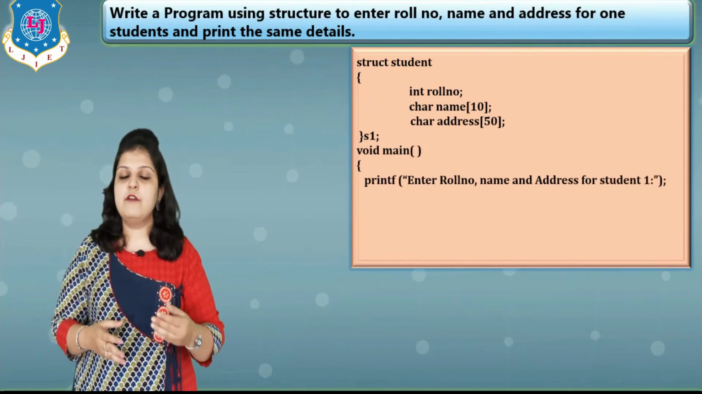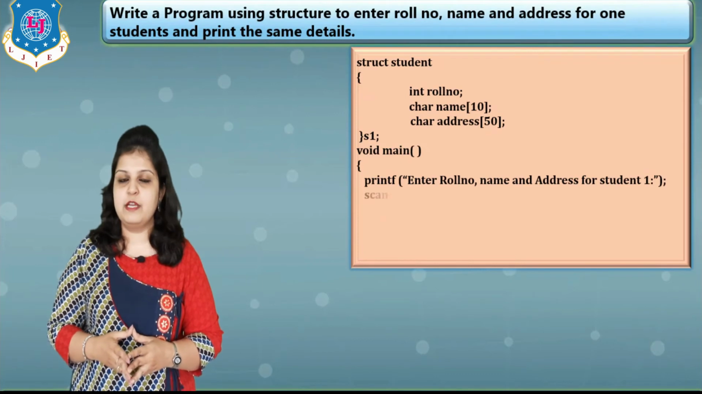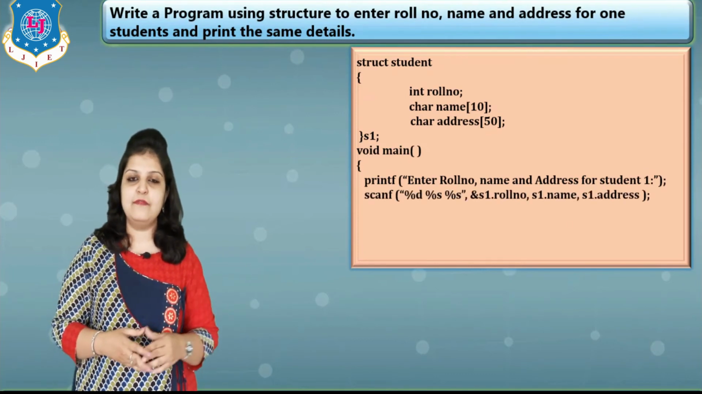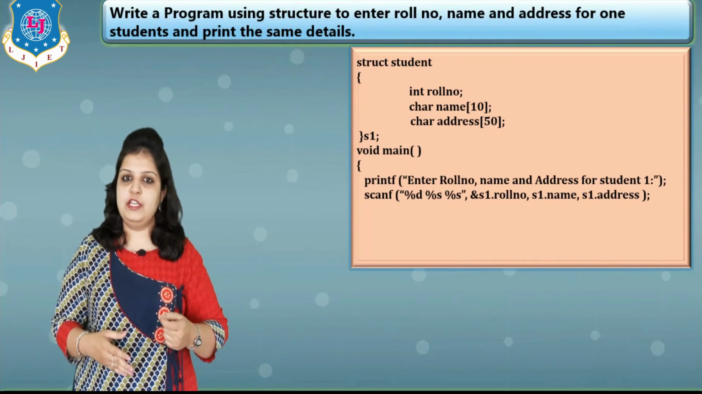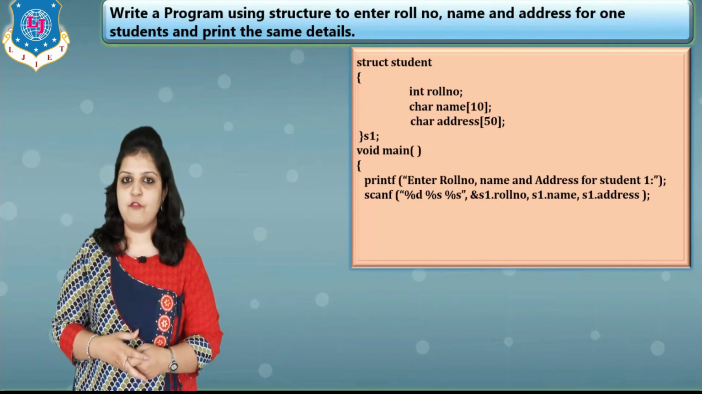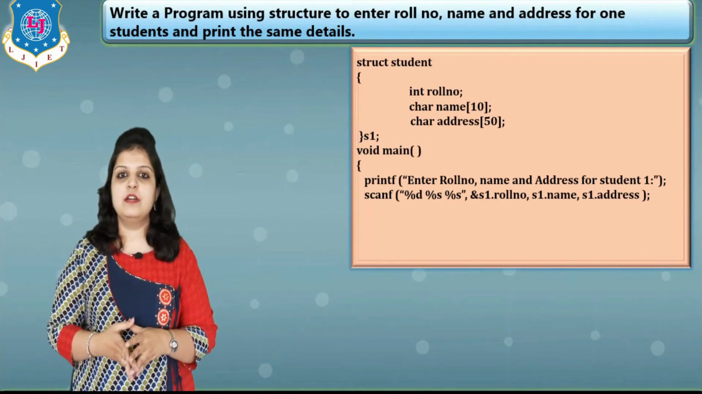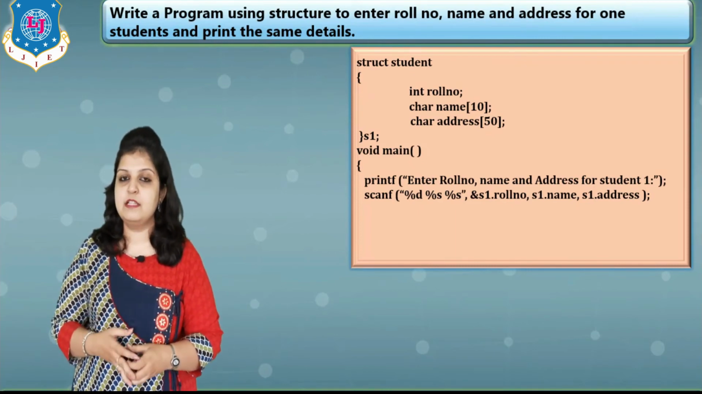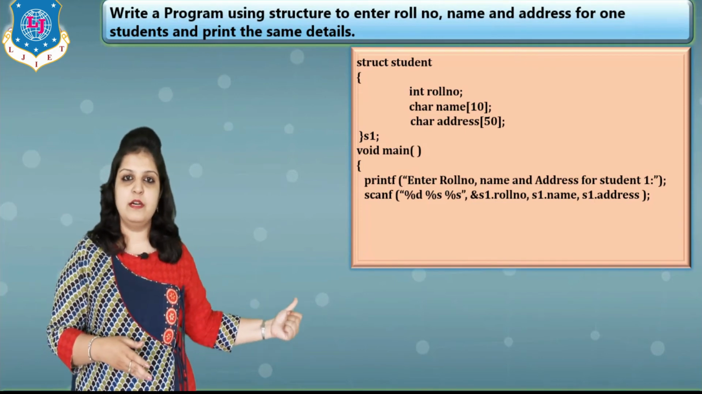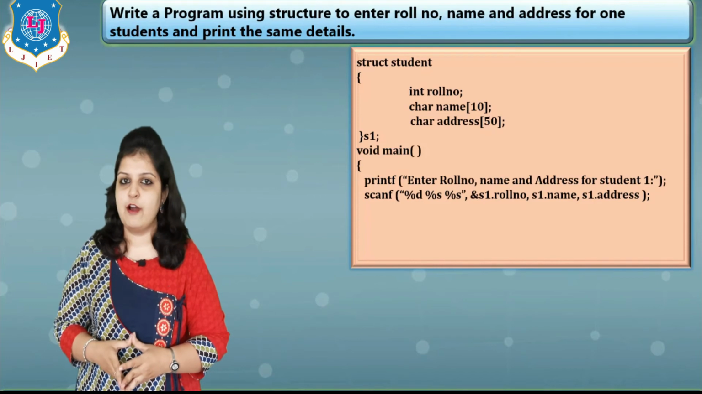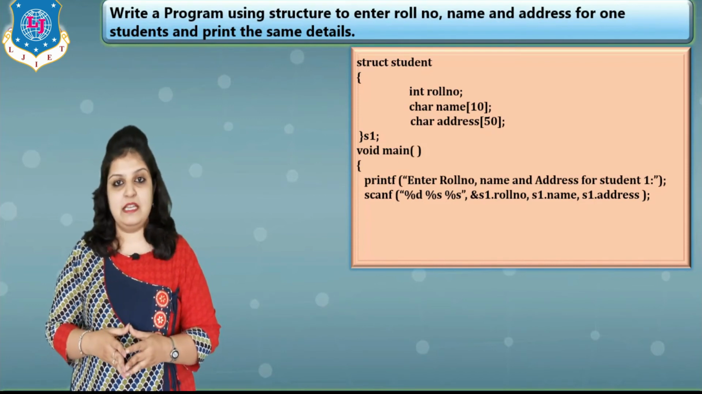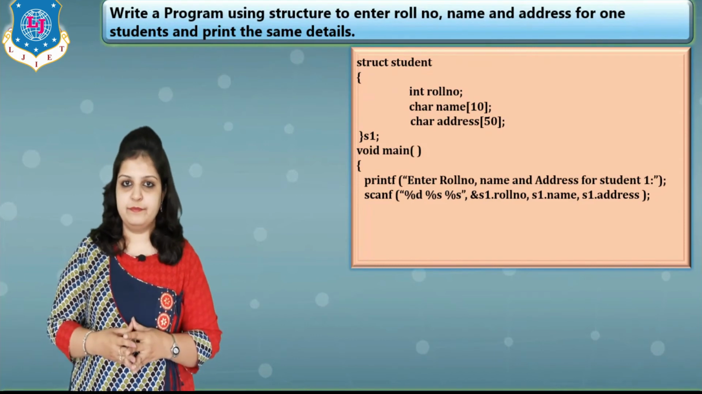Now we have to use the scanf function because we want to enter at runtime, that's why I am using scanf, and %d for roll number, %s for name and the second %s for address. And then after using the structure variable we can access our members like S1 dot roll number, S1 dot name and S1 dot address. Now next I want to print the same data which I have entered.